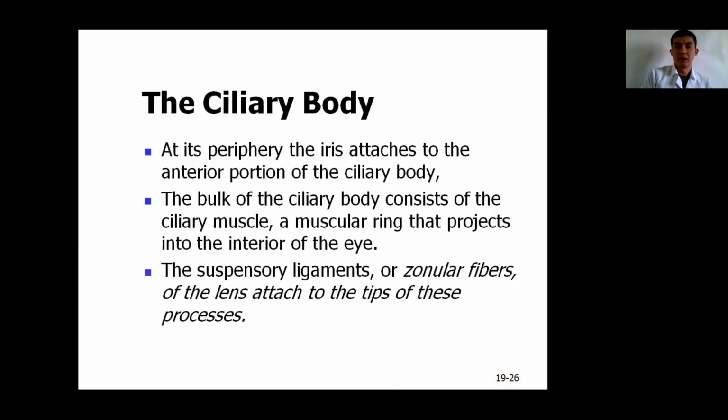Ciliary body. The ciliary body has at its periphery the iris attached to the anterior portion of the ciliary body. The bulk of the ciliary body consists of the ciliary muscles, a muscular ring that projects into the interior of the eye, and the suspensory ligaments or zonular fibers of the lens are attached to the tips of these processes. As you understood, the ciliary body consists of the ciliary ring, ciliary muscles, and ciliary processes.